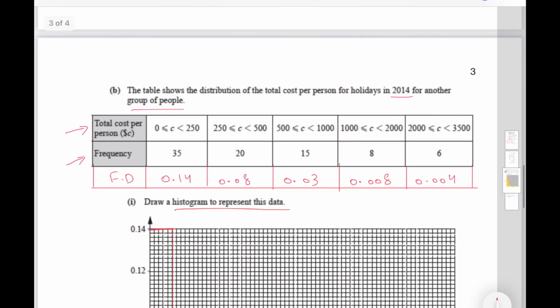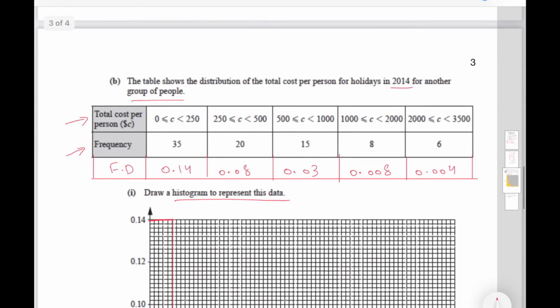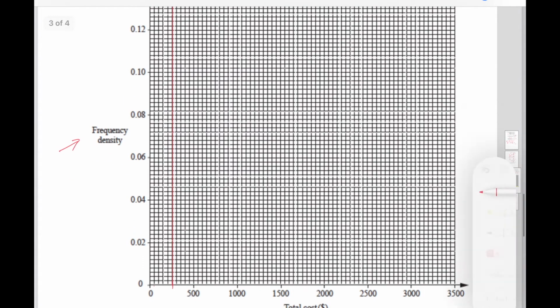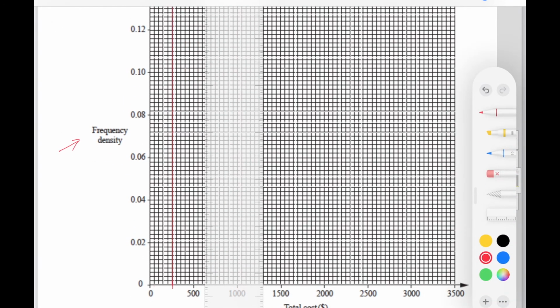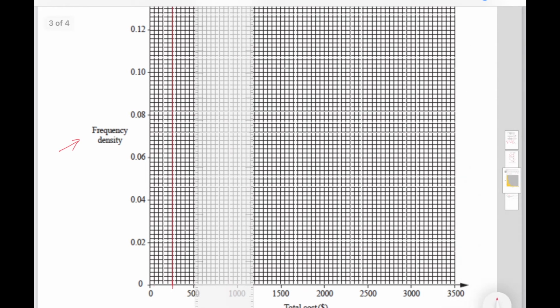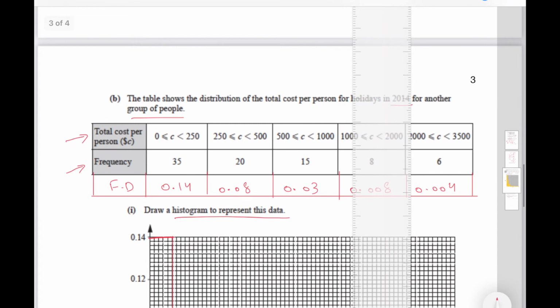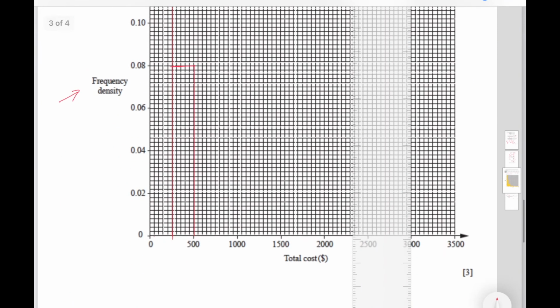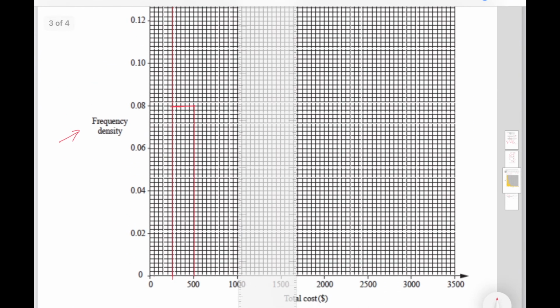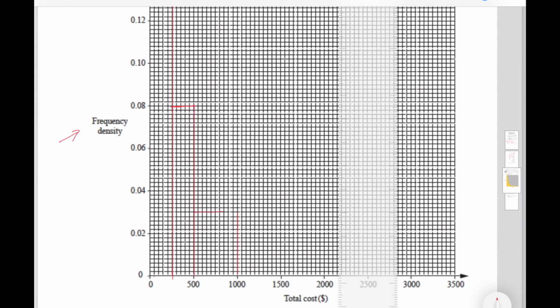The next one is 250 to 500 for 0.08. So 250 to 500 means the other bar is right next to it up till this point right here. So this is going to be it. I'll mark it clearly in the end. The next one is 500 to 1000, which is 0.03. So 500 to 1000 is going to be over here, and 0.03 is going to be over here. Okay, I hope this is clear as well. I'm going to clearly mark it in the end.